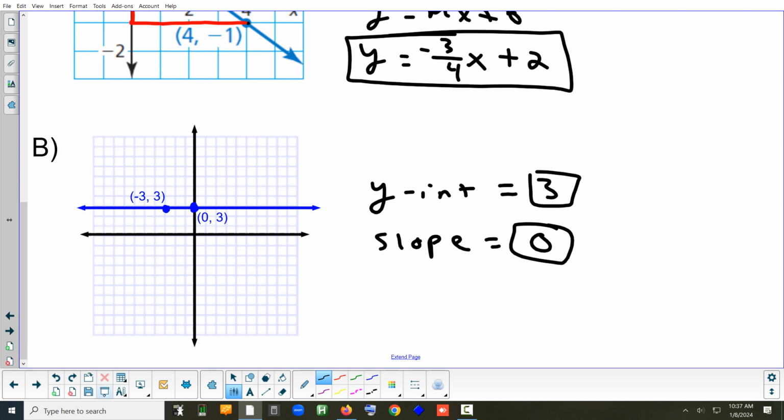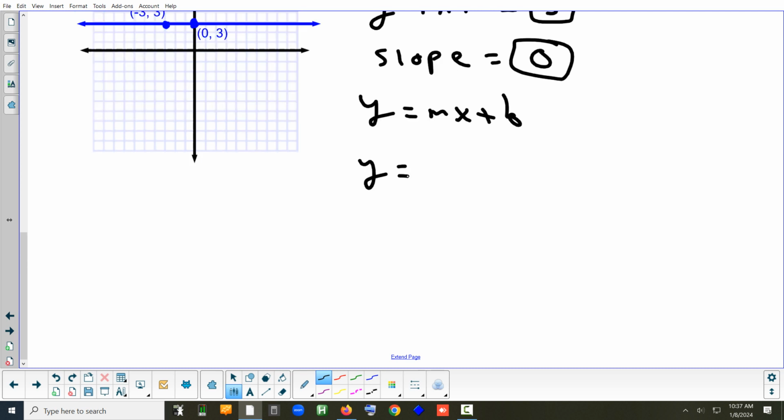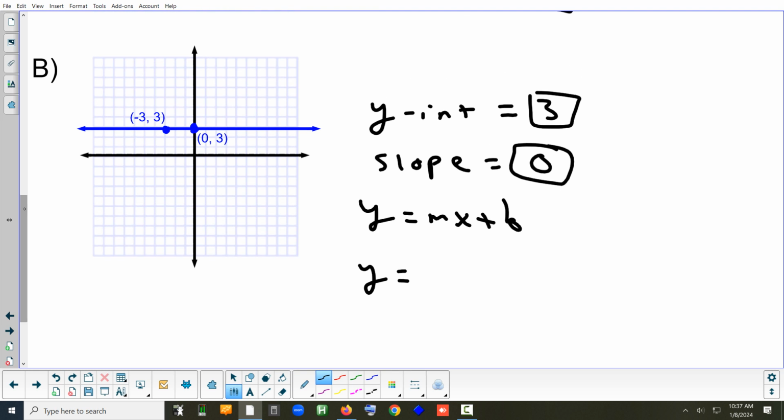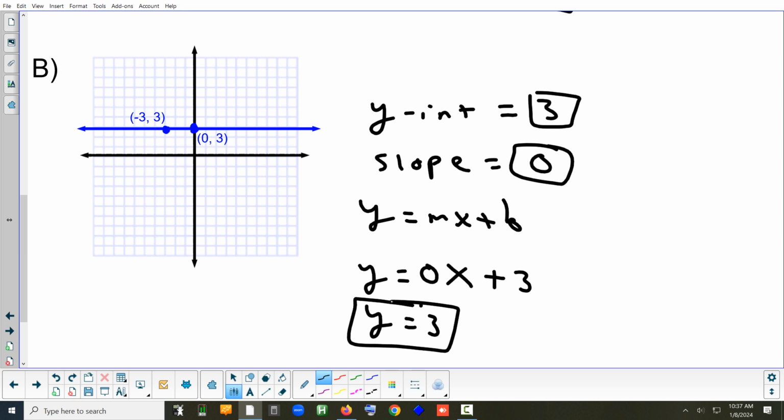Okay, so what's the equation we always use? Y equals mx plus b. And this time, what are we filling in for m? 0. So we put 0 and what goes next to it? X. And what are we filling in for b? 3, so it would be plus 3. And if we wanted to simplify that, what's your final answer? Y equals 3. That only happens when the slope is 0, the x disappears.